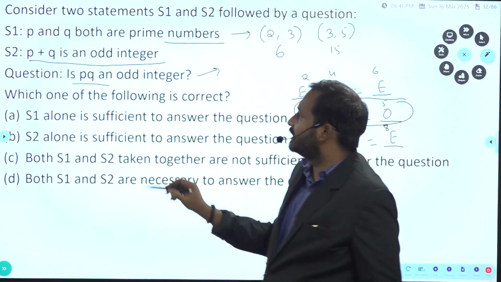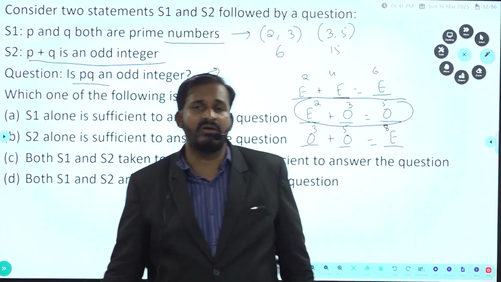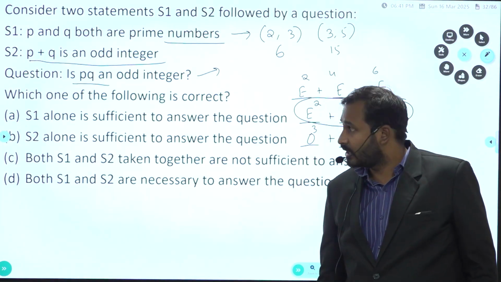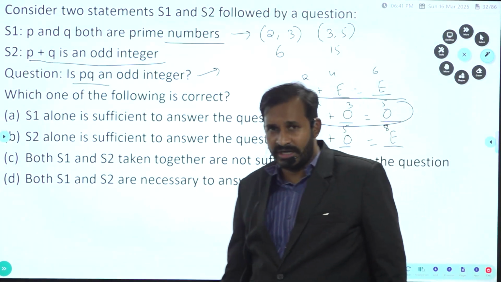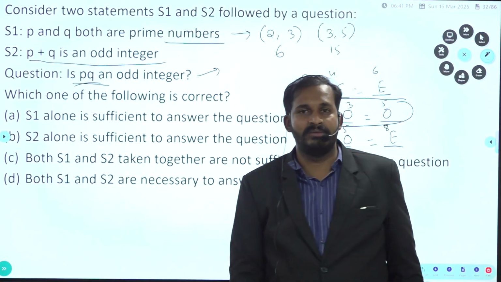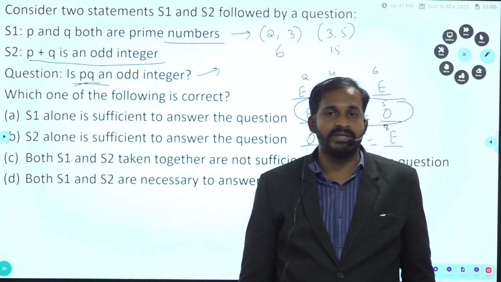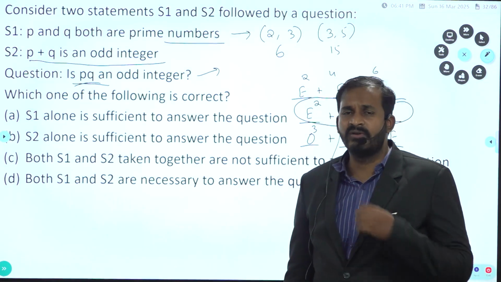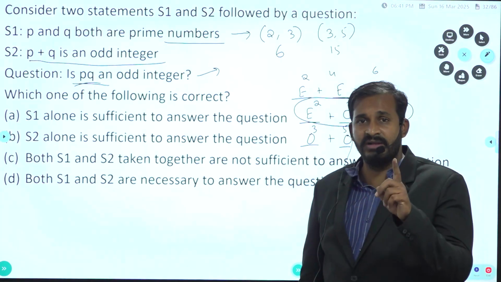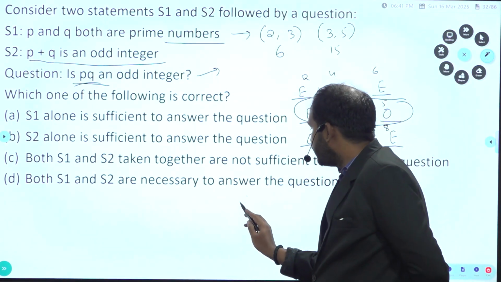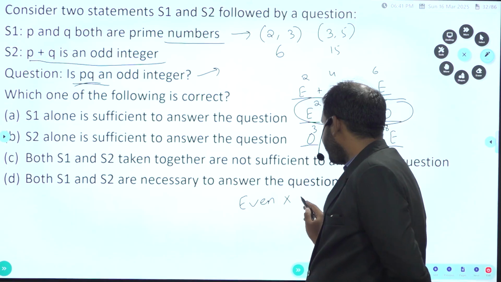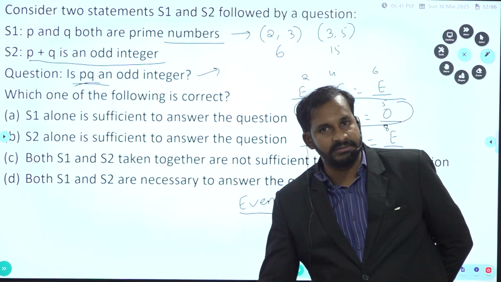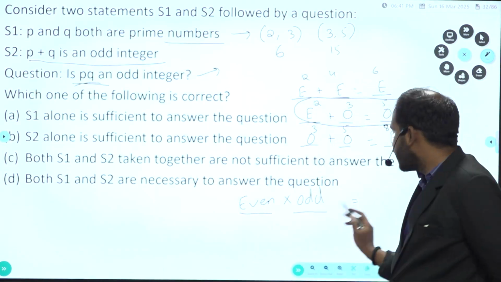That means what it is indirectly telling is, either of P and Q is an odd integer. Now, if one of them is odd, tell me what PQ value will become. One will be even, the other one is odd. So when you multiply even with odd, what is the output you will get? Even with odd, always an even number, right?